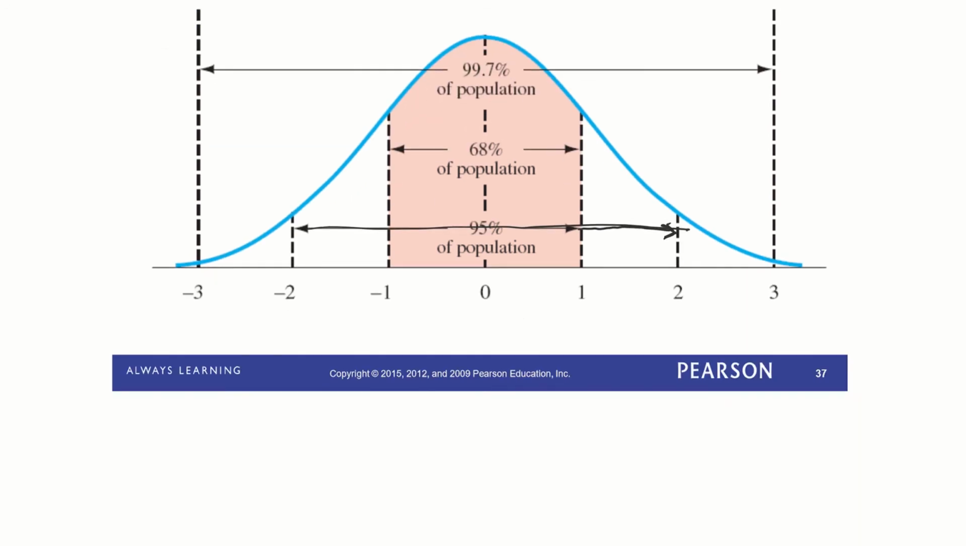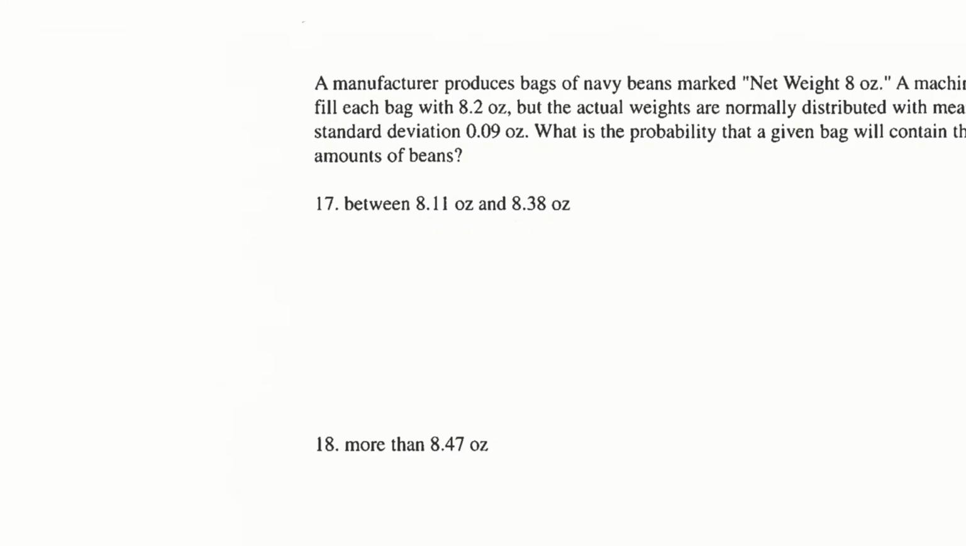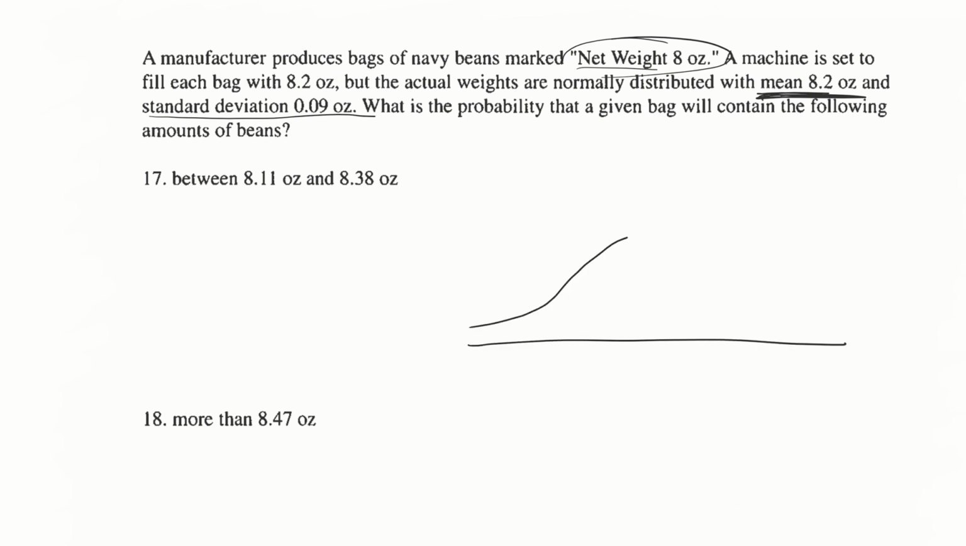Okay, so what is this actually going to look like when I reference an example here? Let's check it out. A manufacturer produces bags of navy beans and it says net weight. What does net weight mean? That is actually your average. So that's kind of what they're averaging here, but it actually says that the mean itself is 8.2 ounces and it has a standard deviation of 0.09. So here's what we're going to do. We're going to go ahead and draw an approximating curve. It says that it's normally distributed. I know this curve isn't perfect, but right here in the middle is 8.2.